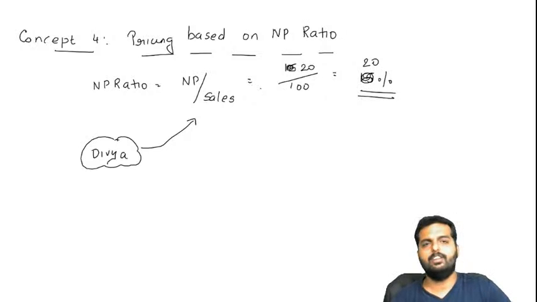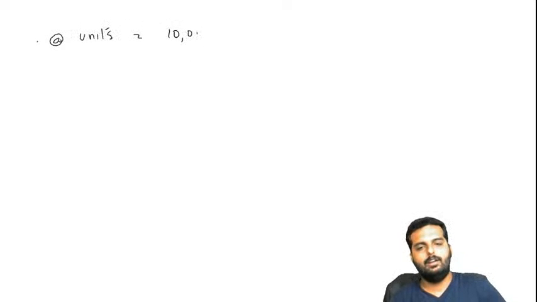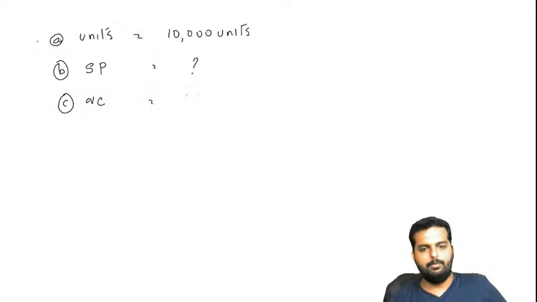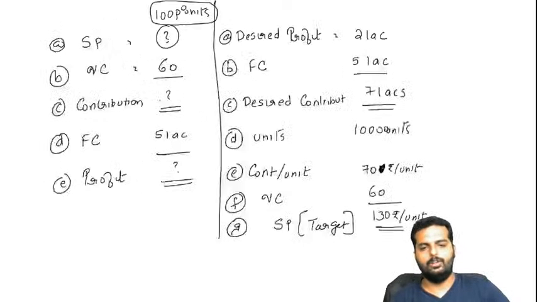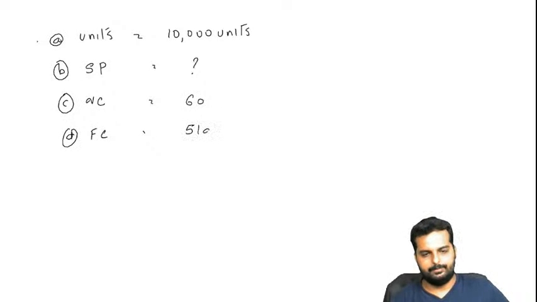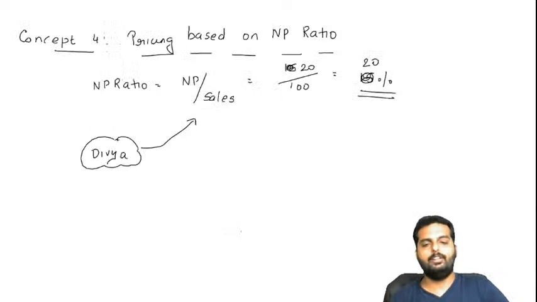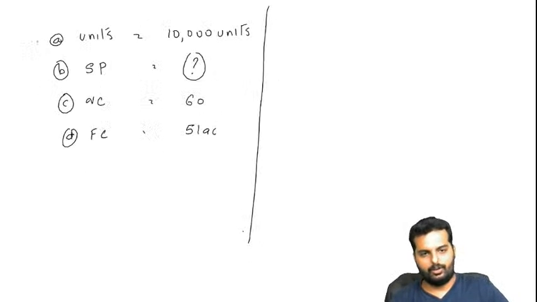Whatever she produces and sells, she wants a 20% NP ratio. Okay, so let me come over here now and let me just put it this way. Suppose she has units that she is selling is 10,000 units. Selling price is what we need to decide. Variable cost is, as I told, 60. And let us say fixed cost, as I took it earlier, is turning out to be how much? 5 lakhs. Okay. So we need to find out what should be the selling price so that Divya can get her target NP ratio of how much percentage? 20 percent. Alright.